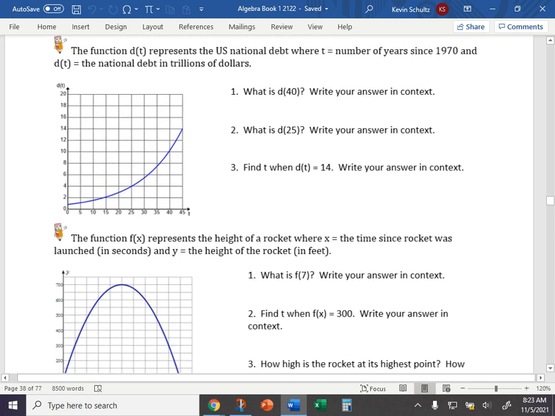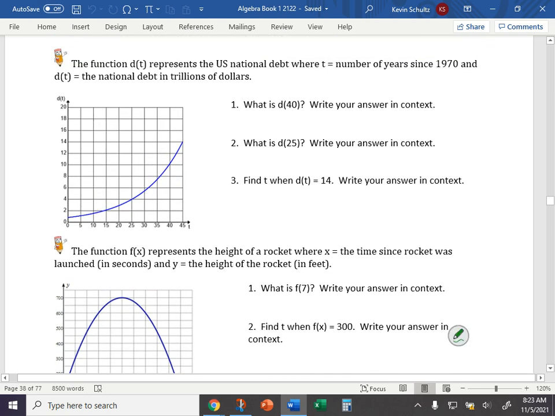Then, looking at a relation on a graph here. The function d of t represents the U.S. national debt, where t is the number of years since 1970, and d of t is the national debt in trillions of dollars. Why would we be using d and t here? Where'd that come from? Debt and time, right? We're actually getting some context here. We could use f of x here, but to go a little bit further and say, what are we talking about? D of t, the debt, after a certain amount of time.